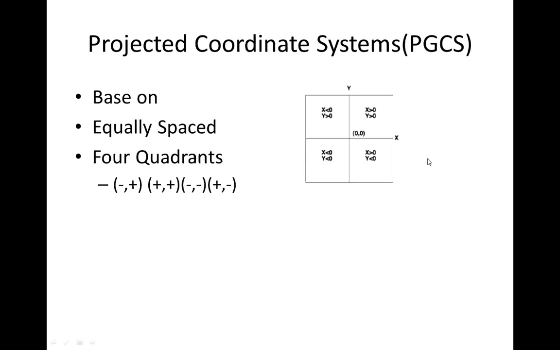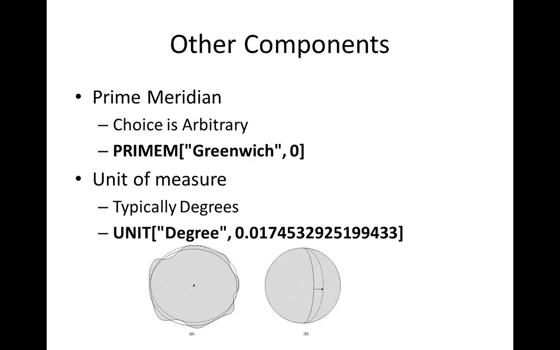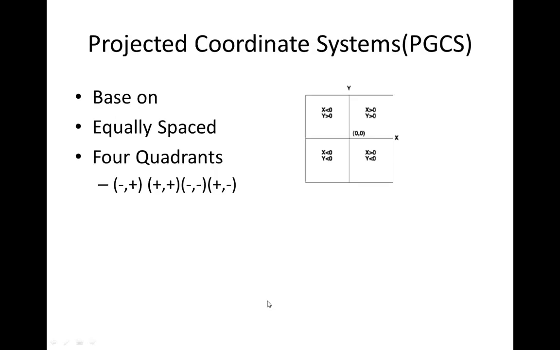So other components, you have prime meridian and unit of measure. And again, just another model of what the geoid looks like and how those different curves match up. The projected coordinate systems are much simpler, and they're just based on X and Y coordinates, and they're equally spaced.